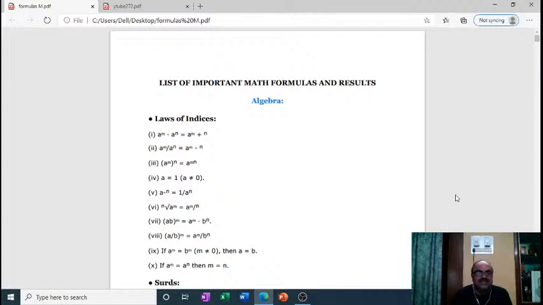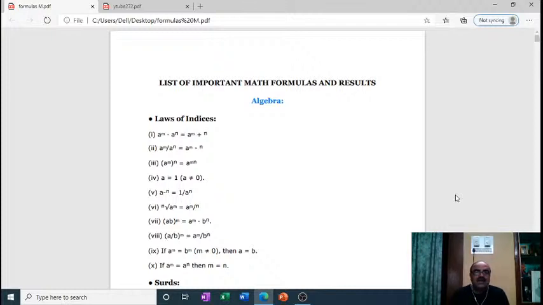Let's start with the concept of indices. These are all some of the basic formulas that we have learned from 9th standard itself, but the majority of them are repeated in the 11th and 12th syllabus. A power m into a power n is a power m plus n. A power m by a power n is equal to a power m minus n. Please remember, in the second case, m is always greater than n. Third, a power m whole power n is a power mn.